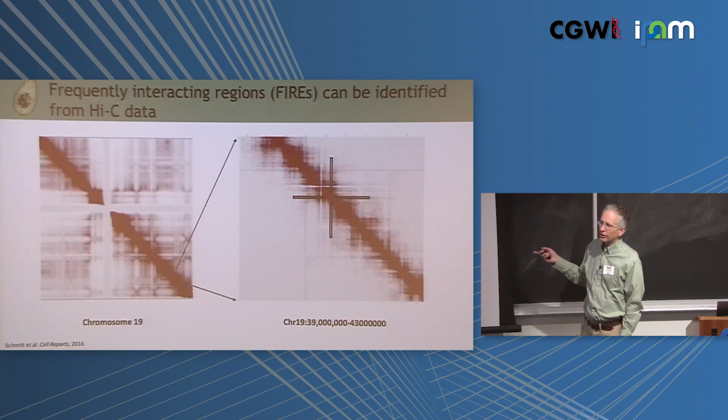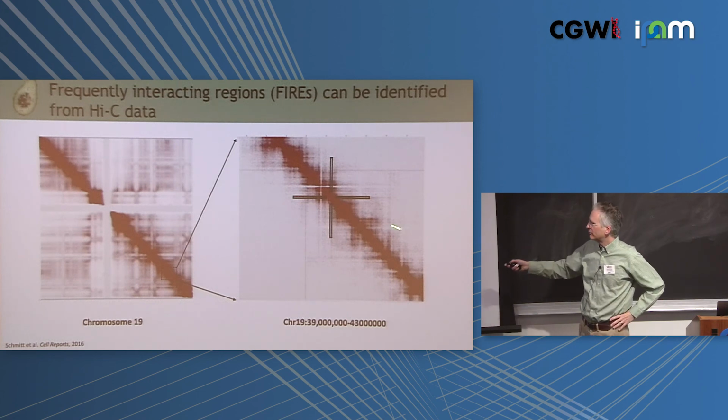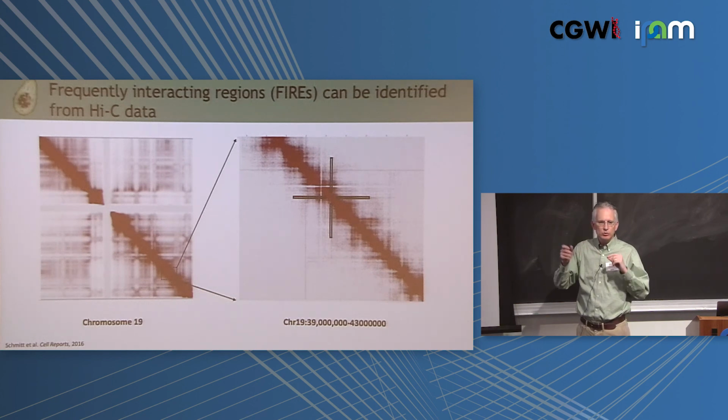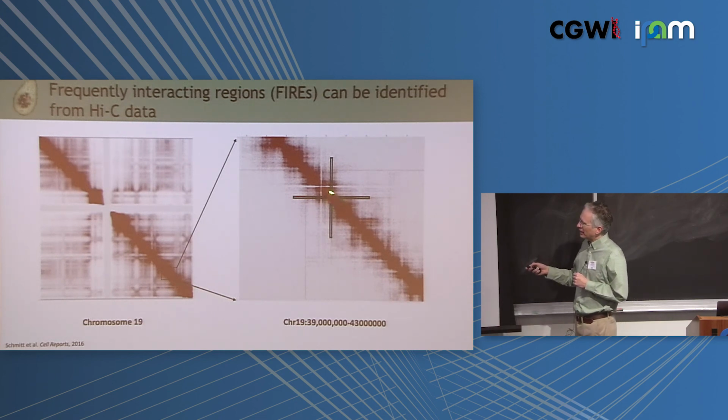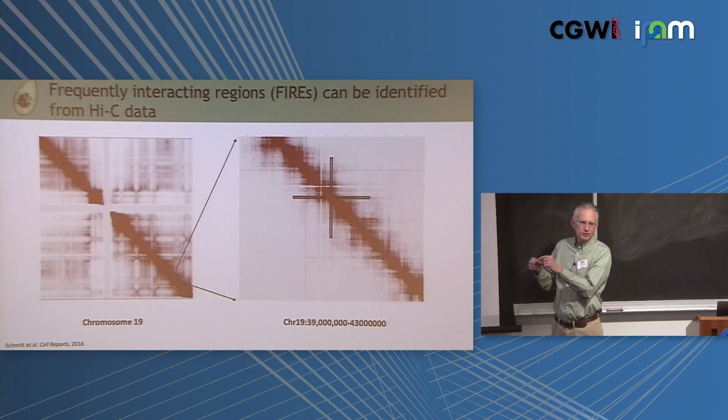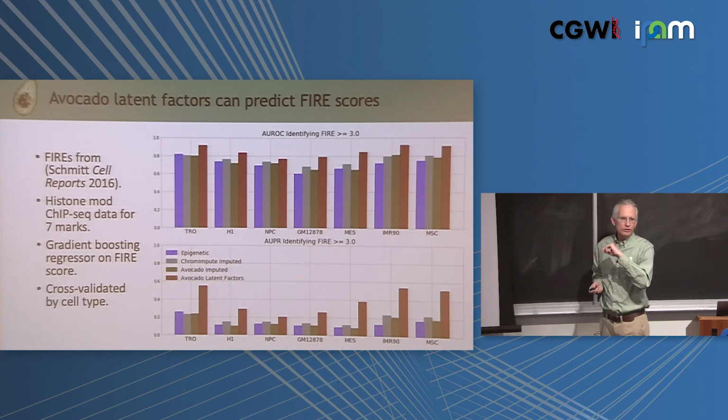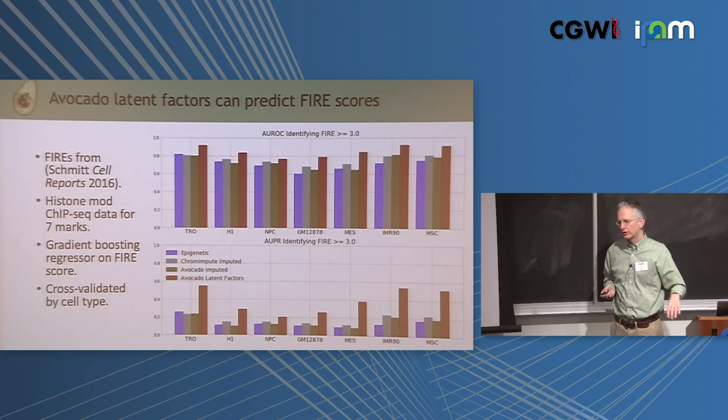You can do a similar thing. Now we're looking at three-dimensional structure. So Bing Ren's lab described these. This is a heat map from a Hi-C experiment showing the contacts between pairs of DNA sequences in the genome. And a FIRE is a frequently interacting region, FIRE. And so Bing Ren's lab identified all of these FIREs in the human genome, and Jacob said, well, how well can we predict whether or not something has a FIRE score greater than 3.